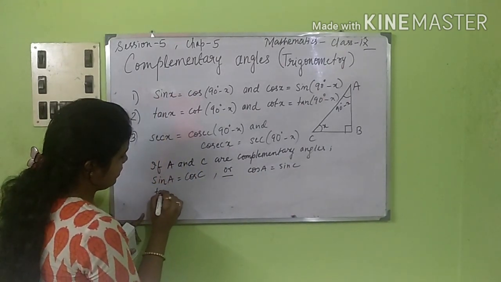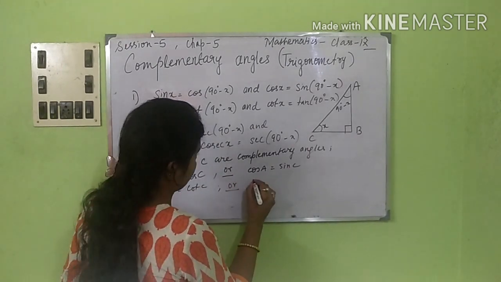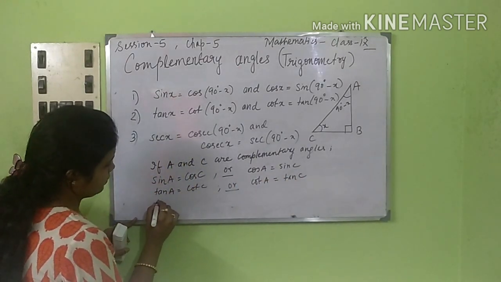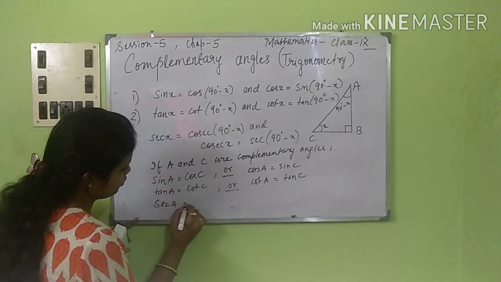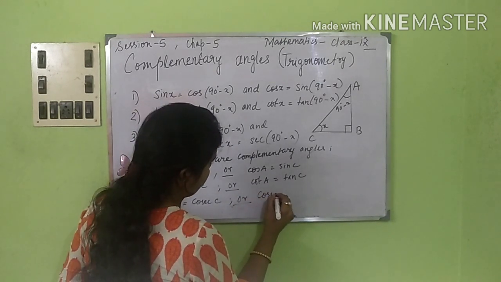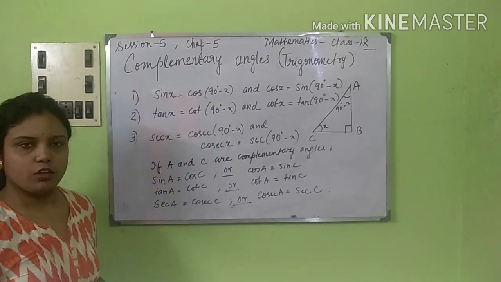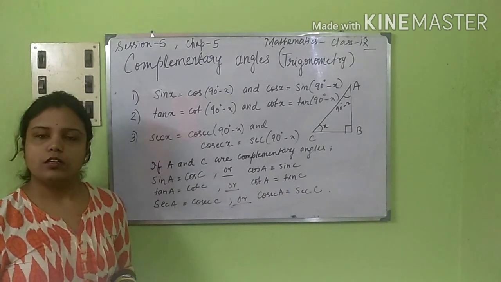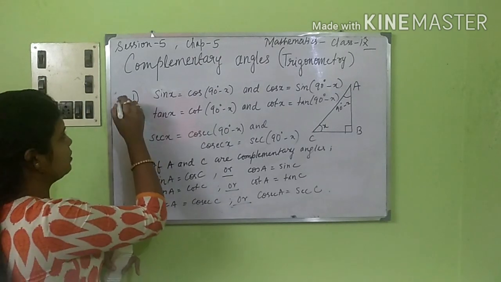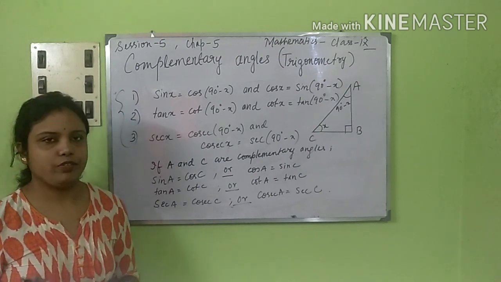Again, tan A is equal to cot C, or cot A is equal to tan C. Sec A is equal to cosec C, or cosec A is equal to sec C. Okay, so these are the other formulas or particular points which you need to remember. Most importantly, these 3, because these will be needed in the sums which we are going to do.